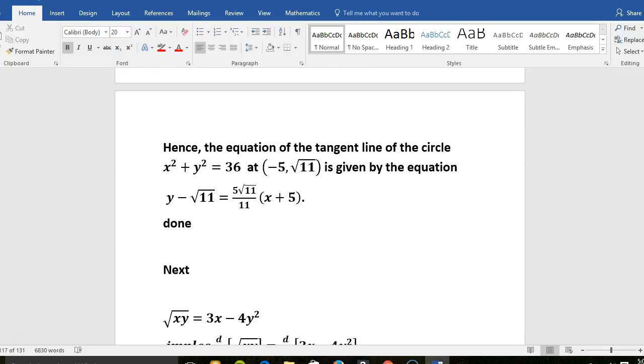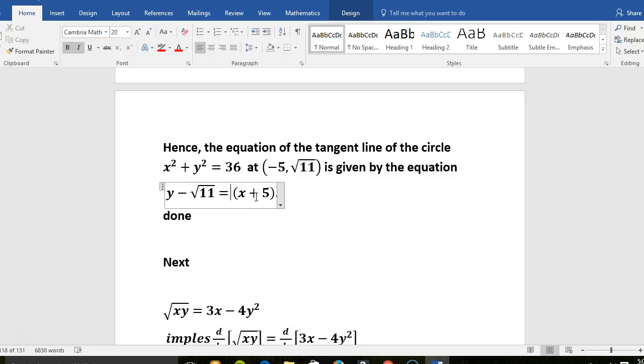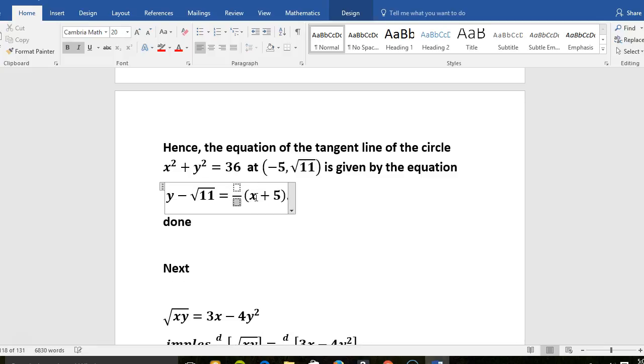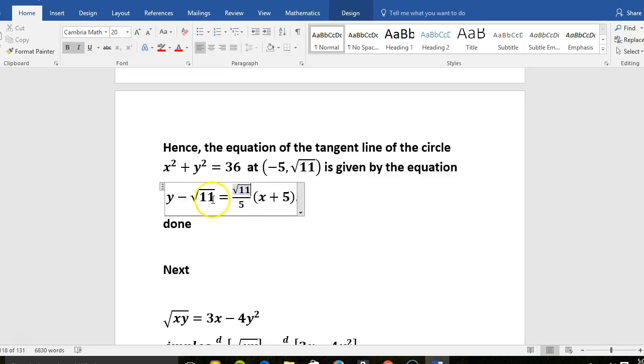Well, we do point slope. Remember from algebra, we do point slope. y minus y naught equals m. Well, this is the wrong m, because I'm using the incorrect m I had from a minute ago. So my slope is going to be radical 11 over 5, remember. So y minus y naught equals m, my slope, times x minus x naught.